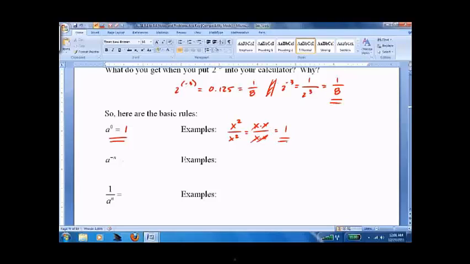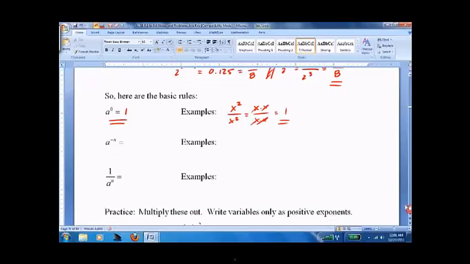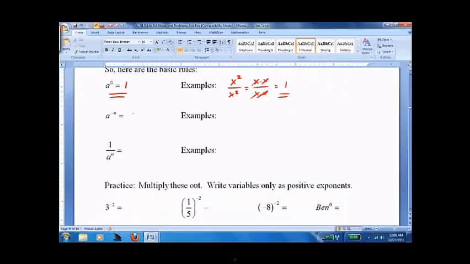So the real reason that anything to the 0 is 1 is that it has to be, so all the rules stay the same. Math is perfect, and if a rule changes from example to example, well, then we'd have a problem. So, like we just said before, a to the negative n is the same as 1 over a to the n. So we just did an example.